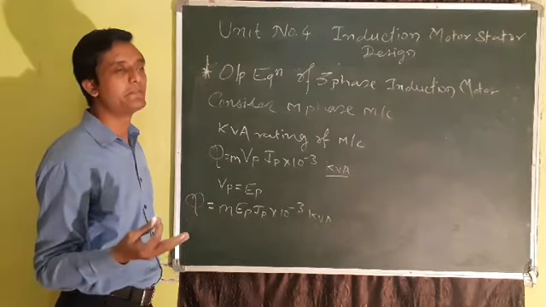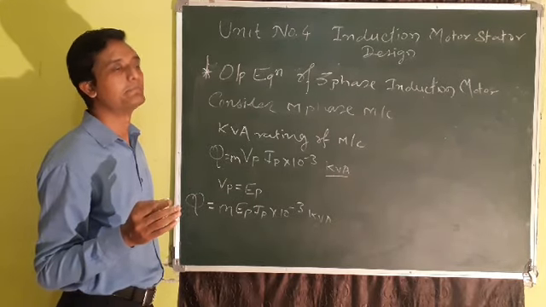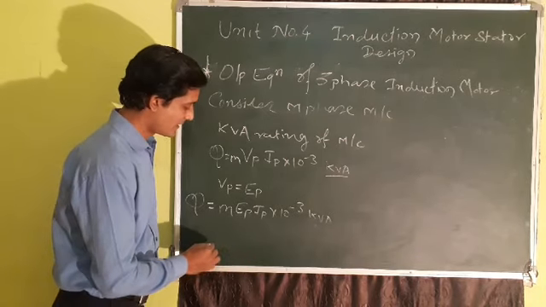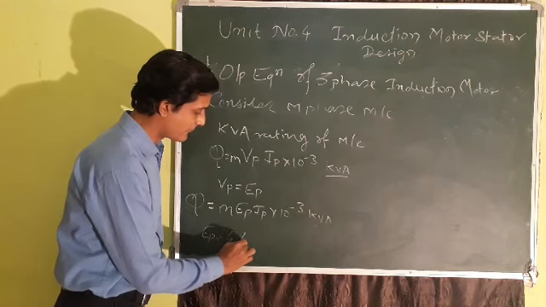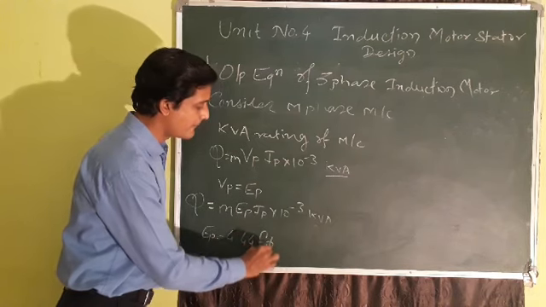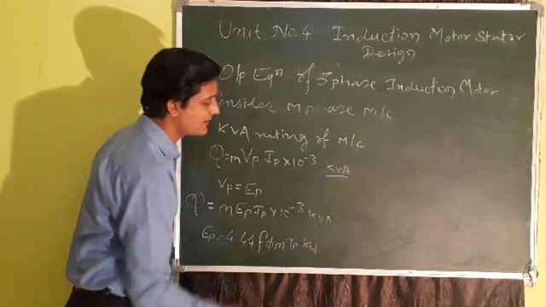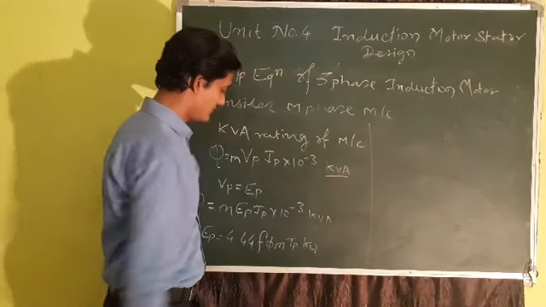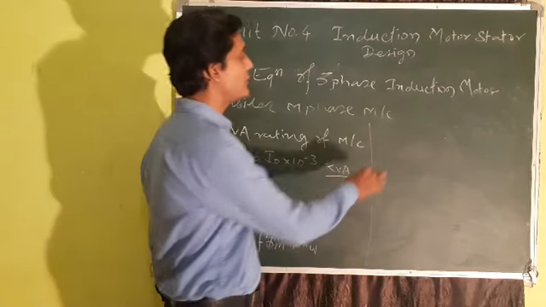In case of the EMF equation of a transformer, E is equal to 4.44 f phi m into Tp. So here Ep is equal to 4.44 f phi m into Tp into Kw. Kw is here the winding factor of a motor or machine. Now this is the value of Ep.